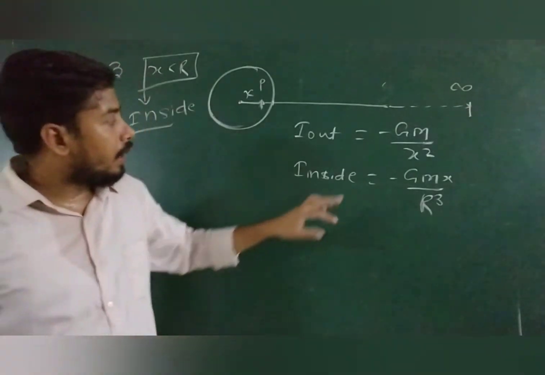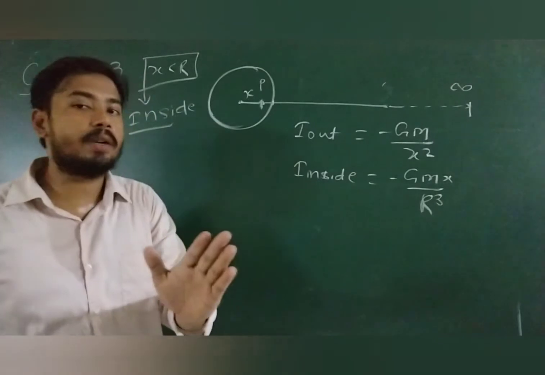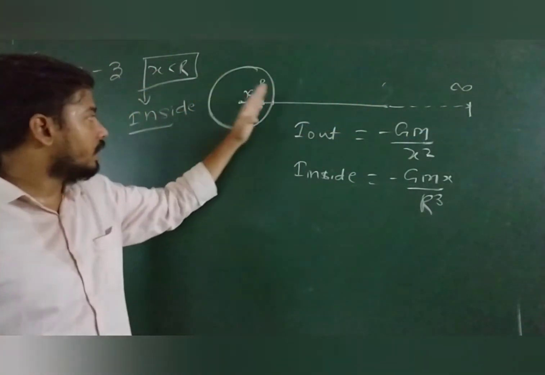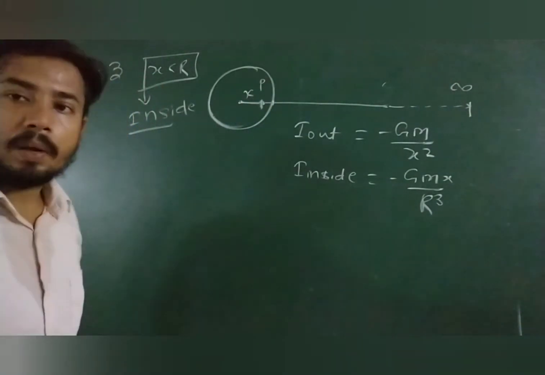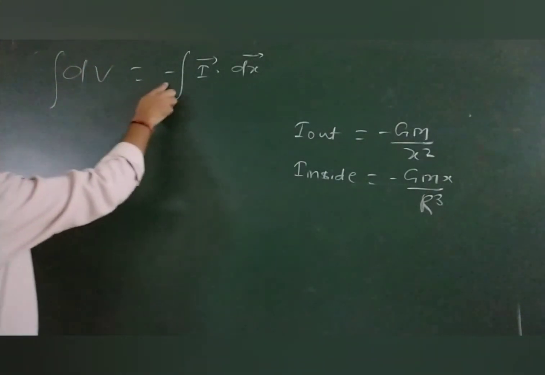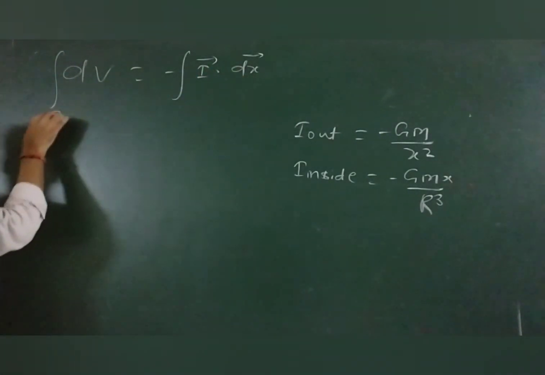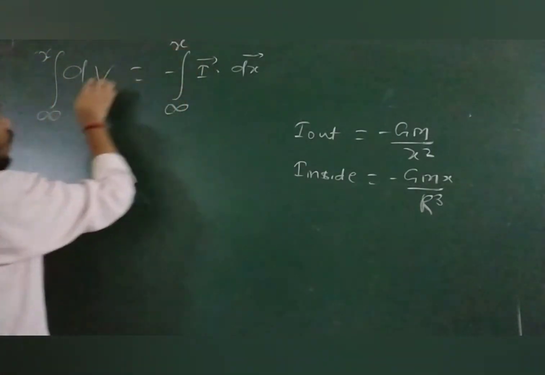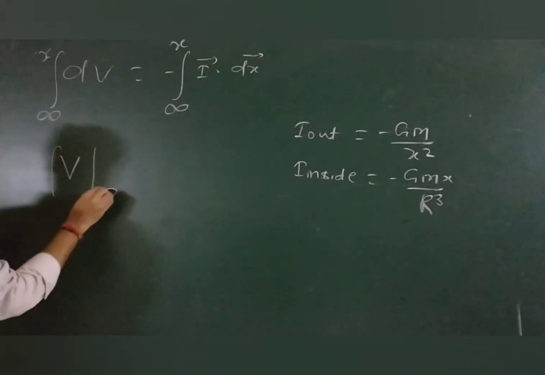So here the field intensity outside and inside are both different, because first we move from infinity to the surface, which is outside, then move from the surface to inside. Done buddy? Now we apply the formula. Again the same formula, dV is equal to minus I dot dx. But here the initial position becomes infinity and the final position is x. Here also infinity to x. The integration of dV becomes V, with limits infinity and x.